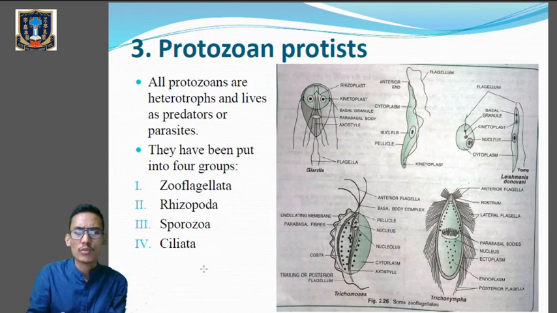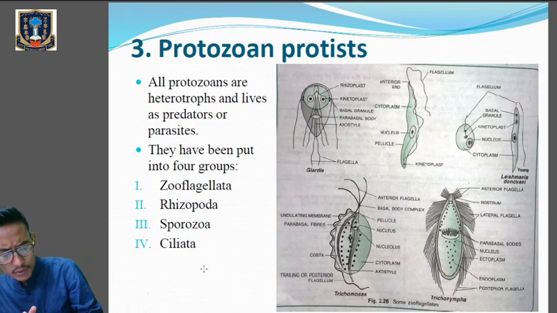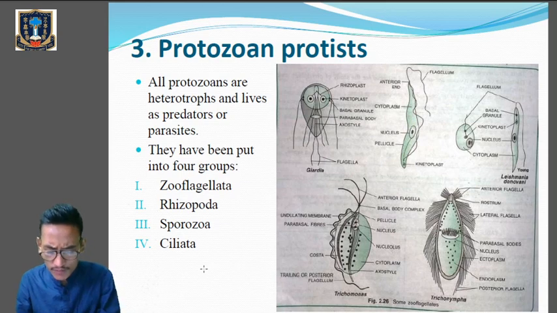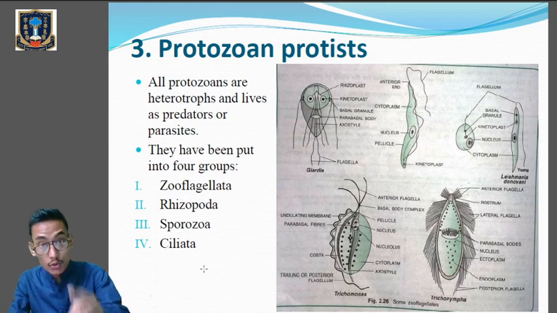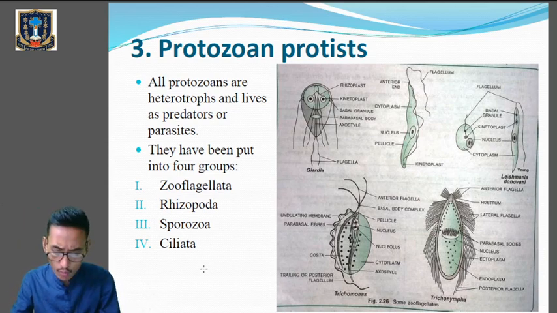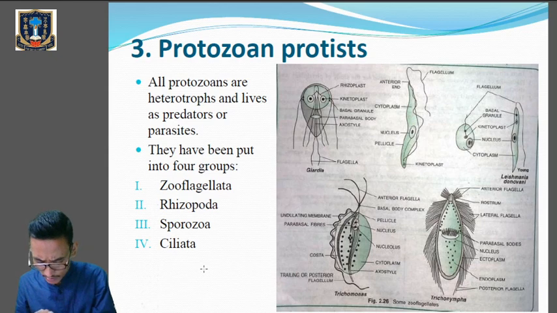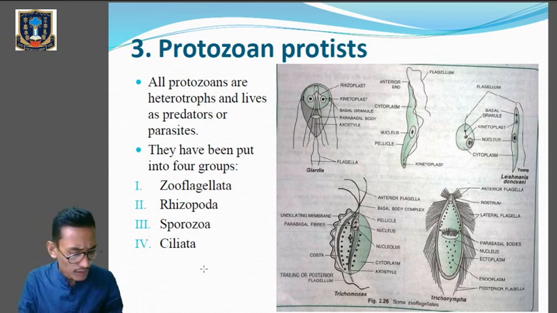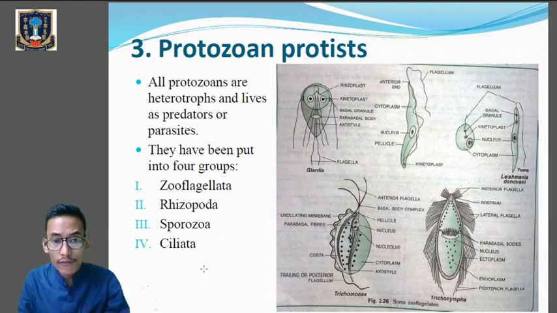Next one, we will begin with the protozoan protists. And before that, kindly write down the 2 examples of slime molds. First one, I'll just give you the easiest one. Write down the scientific name Fuligo, capital F-U-L-I-G-O, Fuligo.